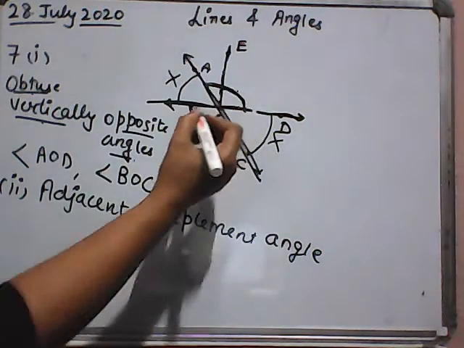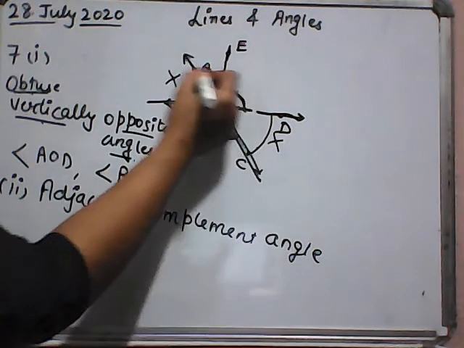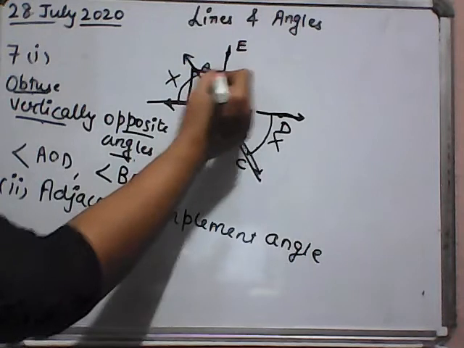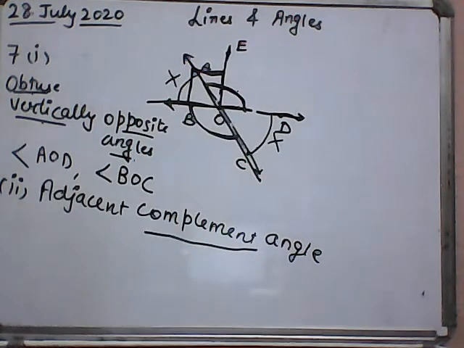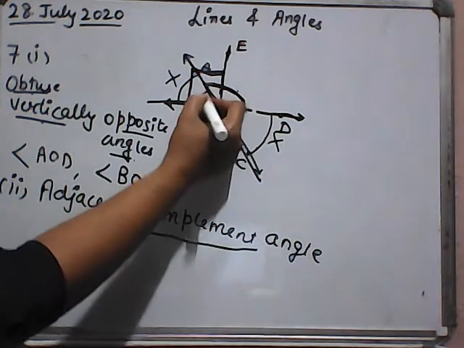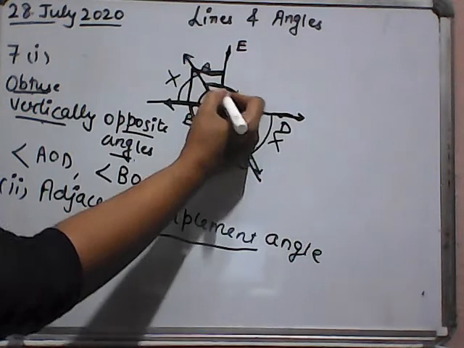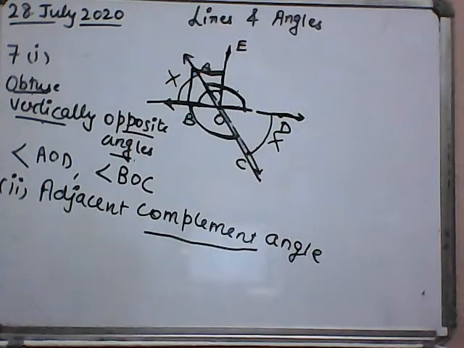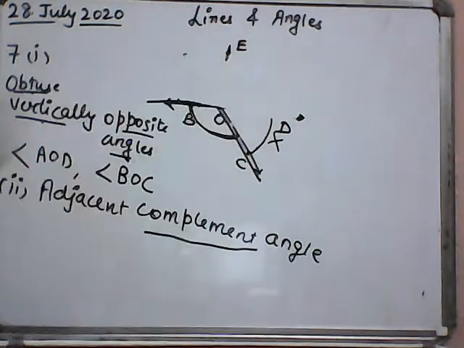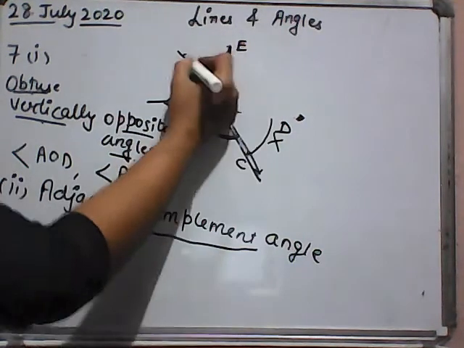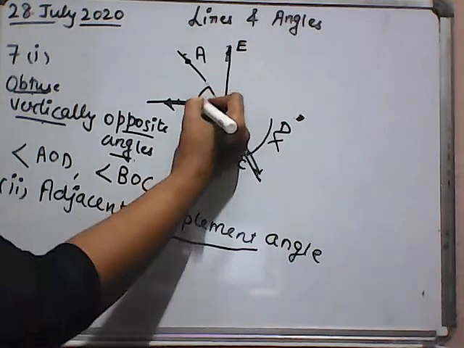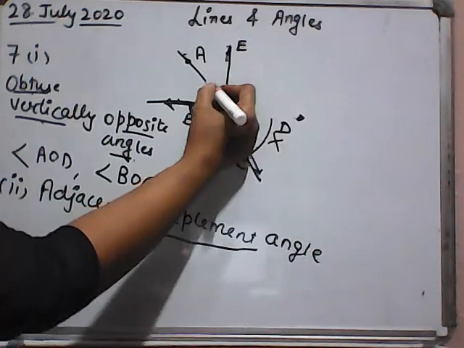This angle is 90 degrees. 90 degrees means complementary angles, angles whose sum is 90 degrees. In this figure, angle AOB and angle AOE.